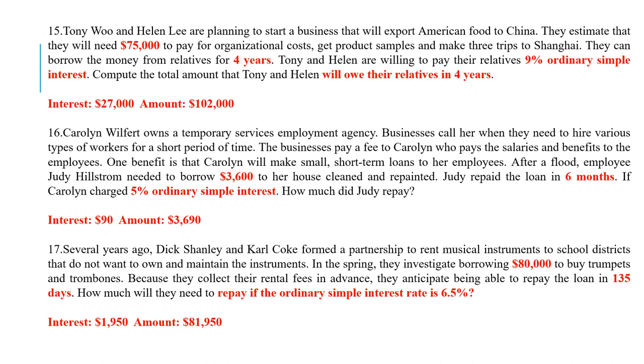Question 17, same here. I've highlighted it for you. 80,000 is how much you want to borrow, your principal, times 135 days. Now, this is a little different. This is in days, times 6.5%. So now this is ordinary interest. It is based on 360 days. So 80,000 times 135 over 360 times 6.5%. You will get the interest. When you see repay, that is the total amount payable. So you just add up your principal and interest and you will get your answer.